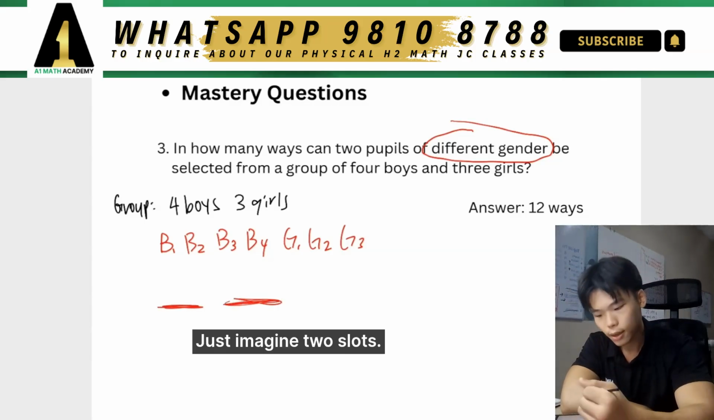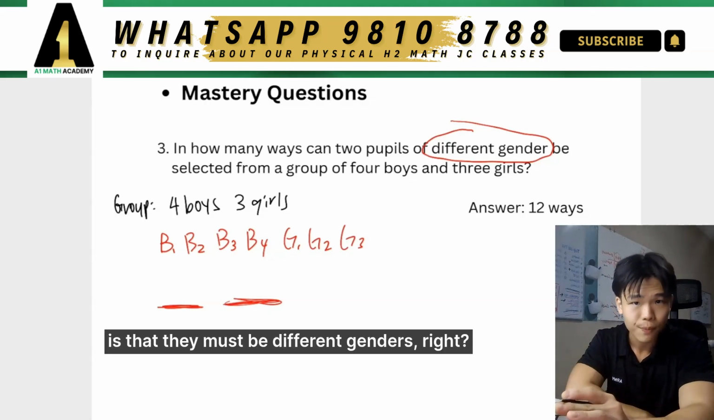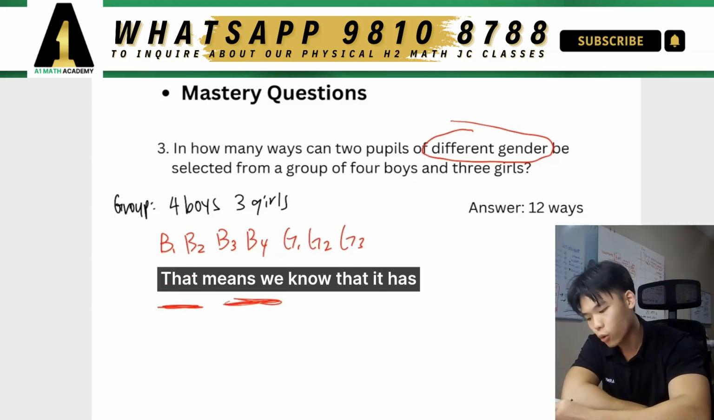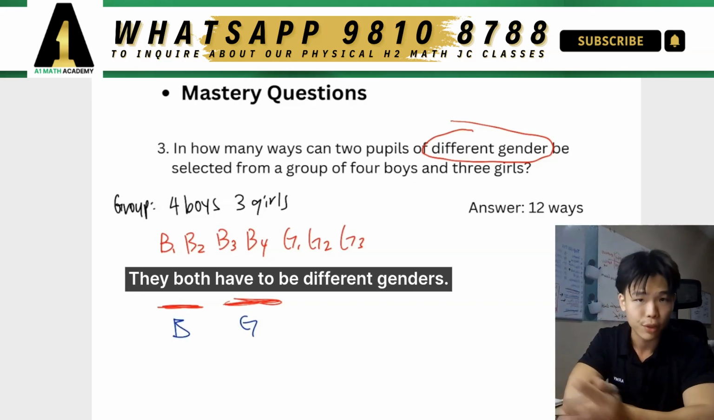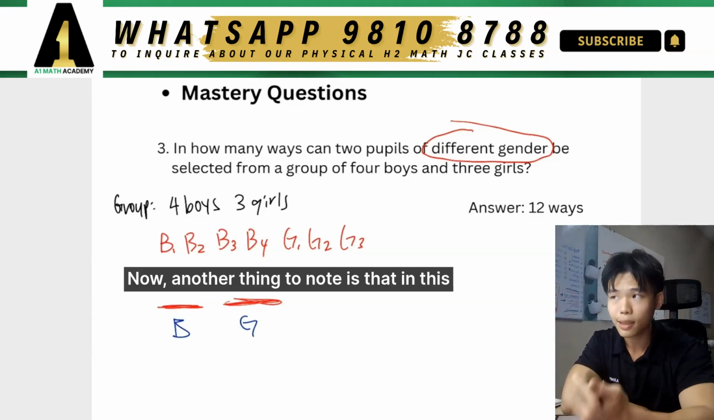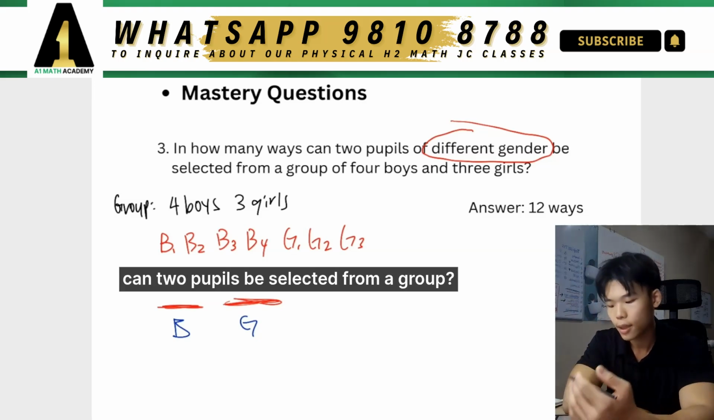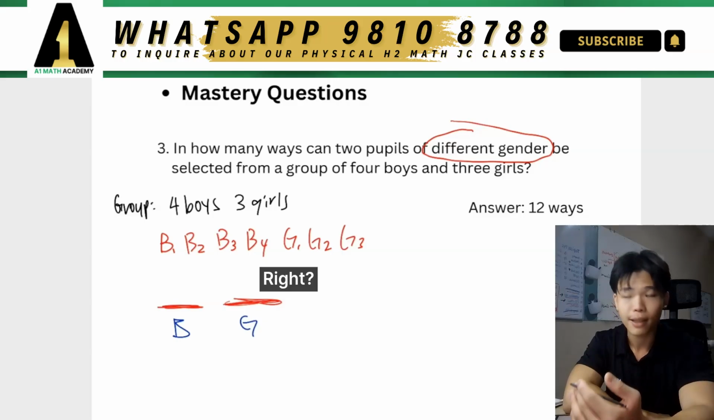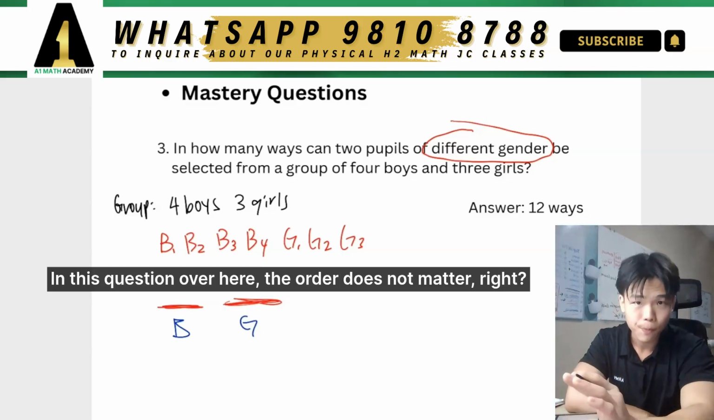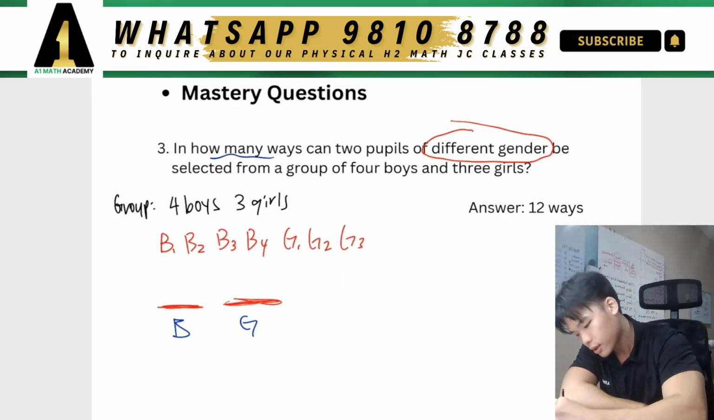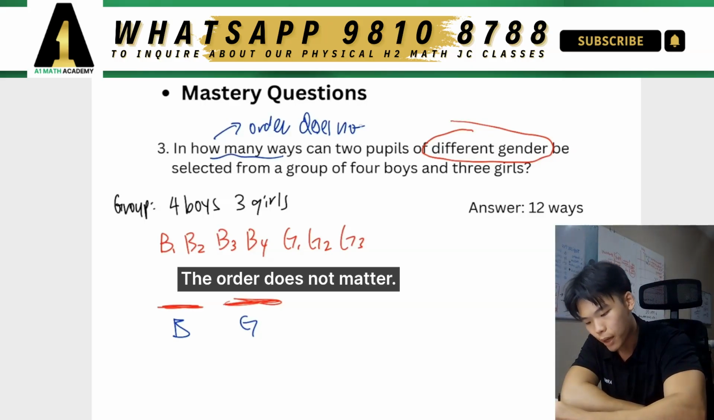Just imagine 2 slots. Now, given that the constraint of the question is that they must be different genders, that means we know that it has to be either boy or girl, right? They both have to be different genders. Now, another thing to note is that in this question, they say how many different ways can 2 pupils be selected from a group. In this question over here, the order does not matter.